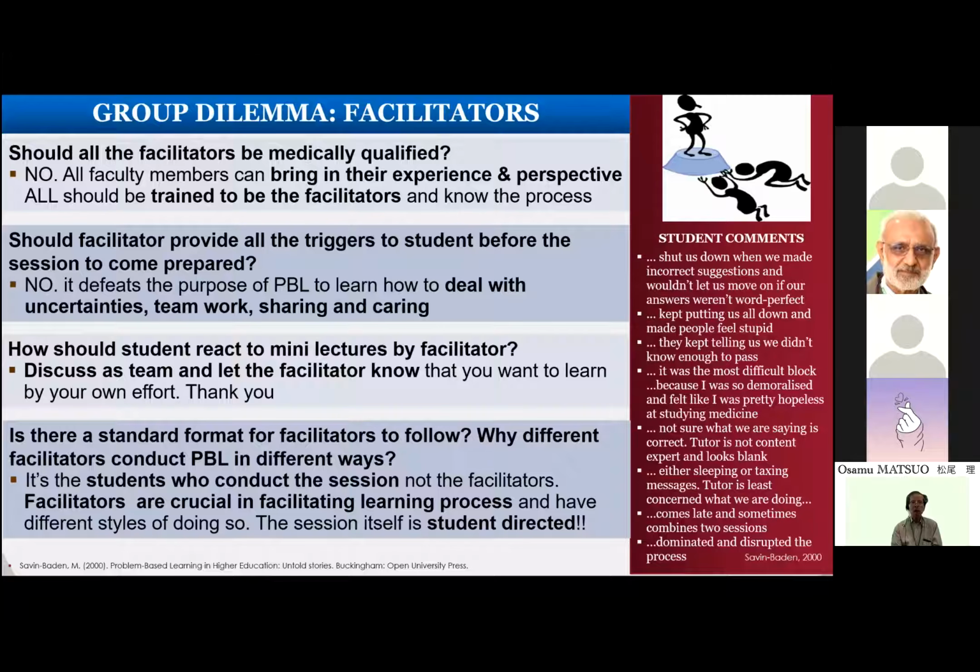So for example, if the clinician is there and the clinician is giving all the good things about the clinical presentation and all the fancy things, the students are going to like it, but that is not a proper way of conducting a PBL session. The facilitator input for the content is supposed to be minimal, if any. And the process is being conducted by the students themselves.